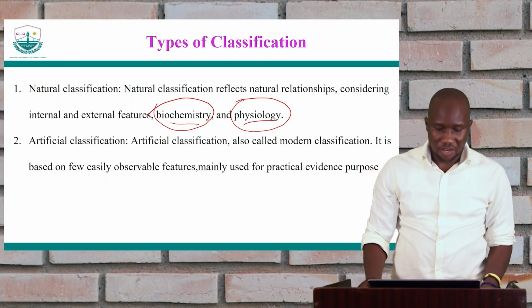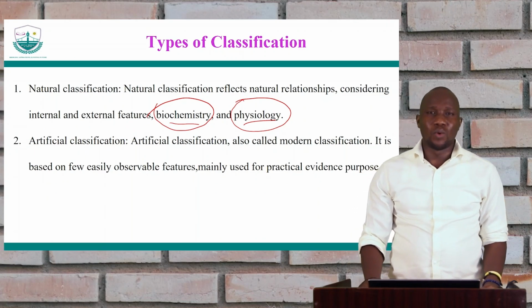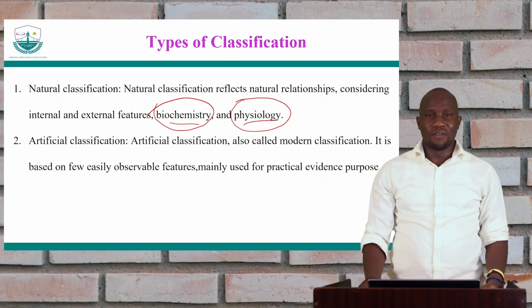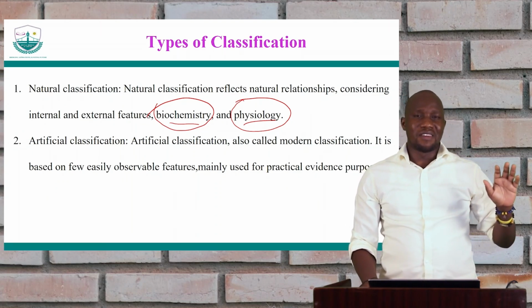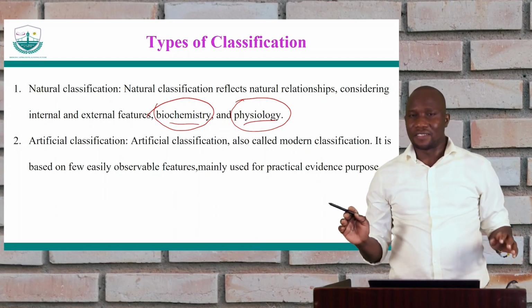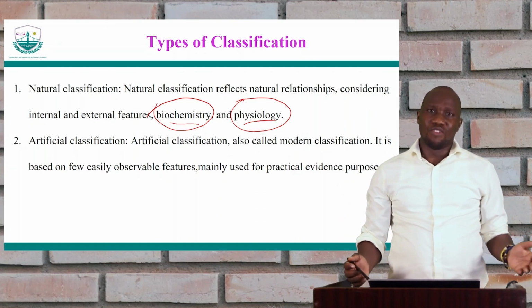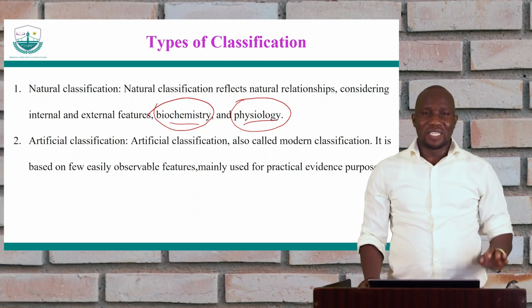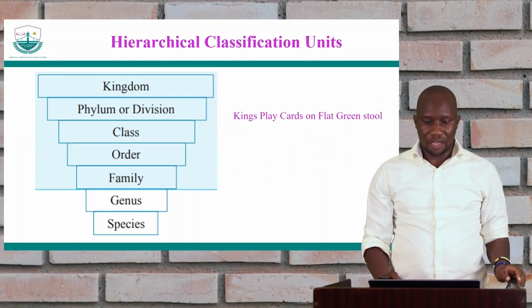That is natural classification. And then artificial classification, what we can term as modern classification. This is based on what we see, with practical evidence. So we say the rabbit has fur, the hen has feathers. That is what you see and what you have as the evidence for why you are not going to place them in the same group. The rabbit has fur and the hen has feathers. So that is artificial classification.